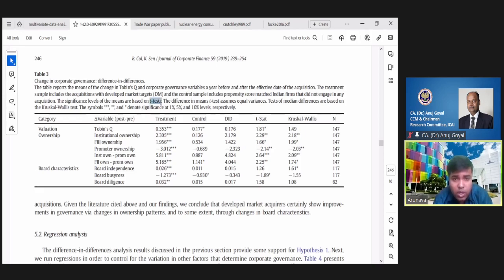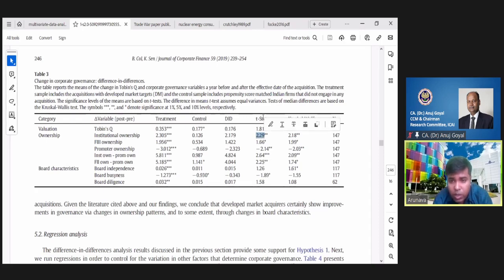Notice here we are using a t-test. The significance levels of the means are based on the t-test. So they have conducted a t-test to come up with these stars and report them, to tell whether the results are statistically significant or not. So the t-stat is 1.81, 2.29, testing whether the differences are the same or not, right? So these are all the t-statistics.